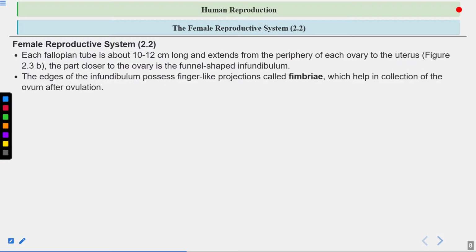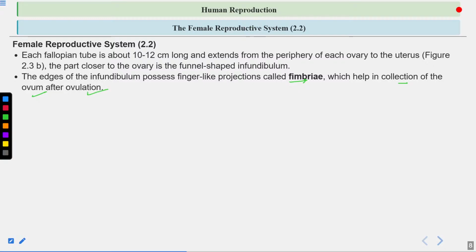Now, the edges of the infundibulum possess finger-like projections called fimbriae, which help in the collection of the ovum after the ovulation. So this infundibulum has some finger-like projections. These finger-like projections are called fimbriae. Okay, and these fimbriae help in the collection of the ovum, which is released after the ovulation.